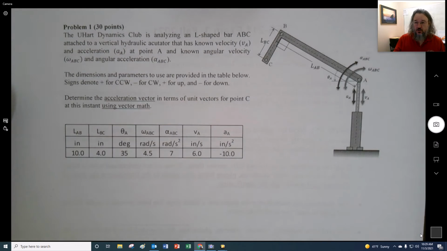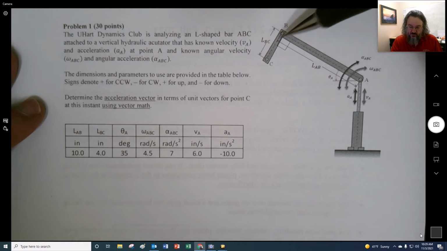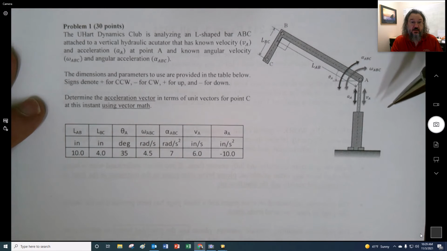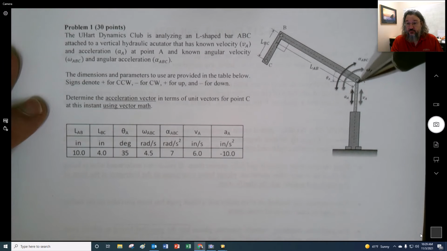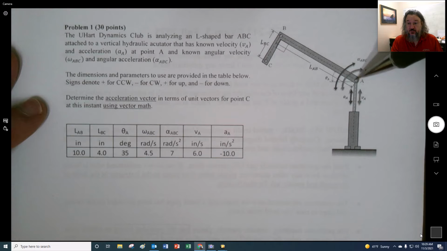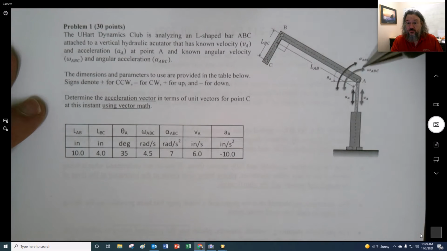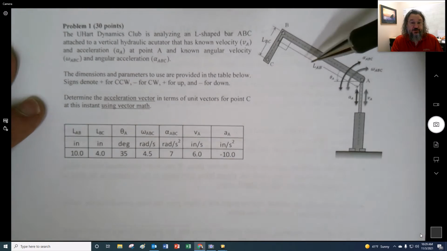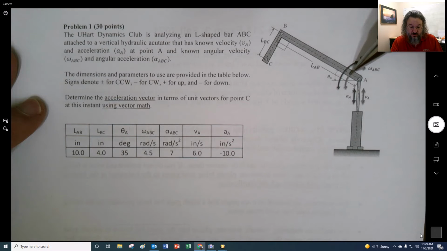Okay, so in this first problem, we have this L-shaped piece, A, B, C, which is rigid. You can see that it's all connected as one piece. And it's connected to this actuator, which is traveling with a known velocity and acceleration at point A. And we know what the angular velocity and the angular acceleration is. The dimensions are provided down here. So this is 10 inches, this is 4 inches, and this angle is 35 degrees.